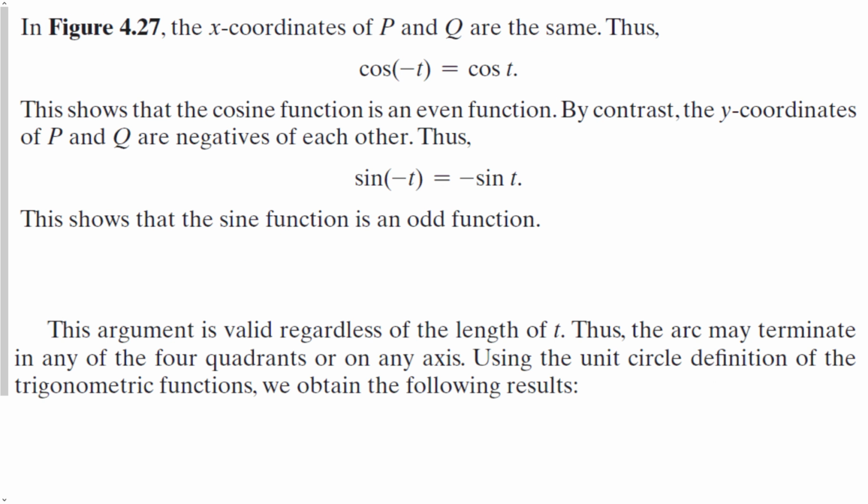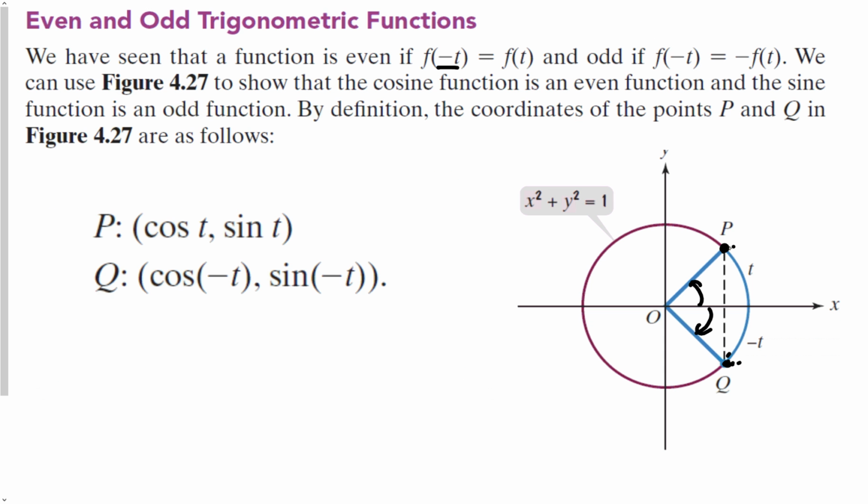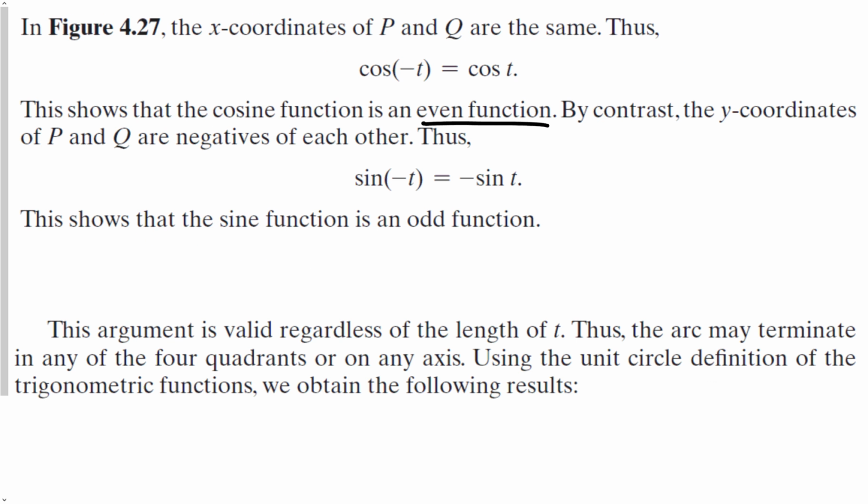So that means that the cosine of negative t is equal to the cosine of t, and thus it is an even function. The sine of negative t is equal to the opposite of the sine of t, right? This had a positive y coordinate, this has a negative y coordinate, and it's the same distance up and down, okay? So that means that the sine of negative t is equal to the negative sine of t, which makes it an odd function.